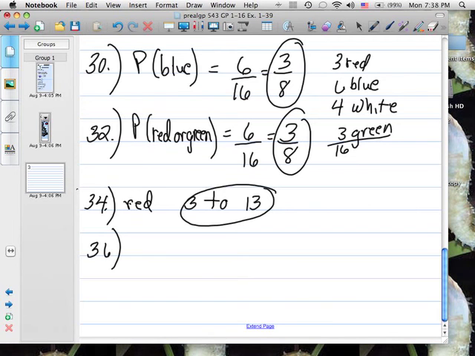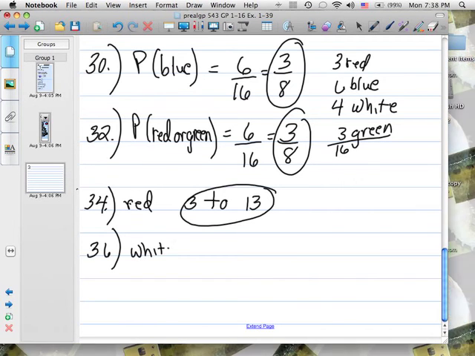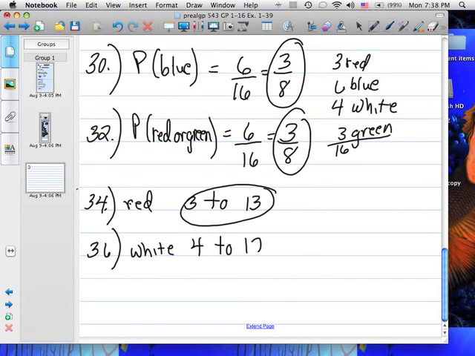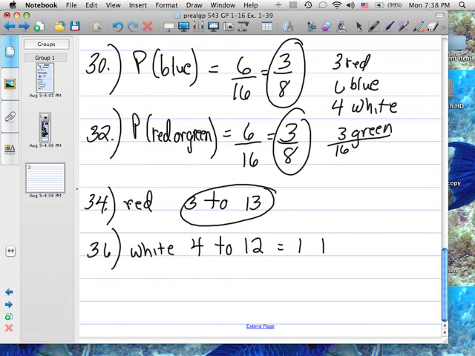36, white. My odds in favor of getting a white are 4. There are 4 whites. To how many are not white? Take 4 away from 16. That would be 4 to 12. Simplify. 4 goes into 4 once and into 12 3 times, so it's 1 to 3.